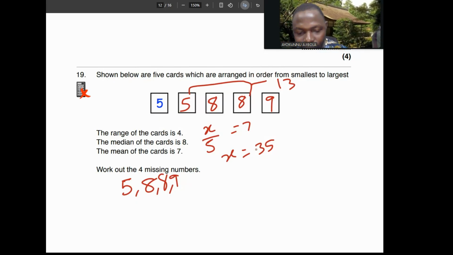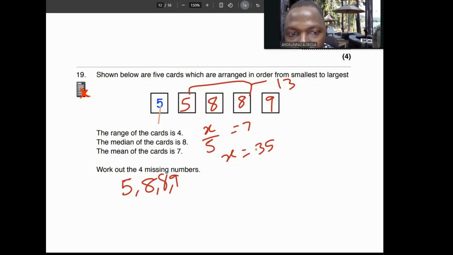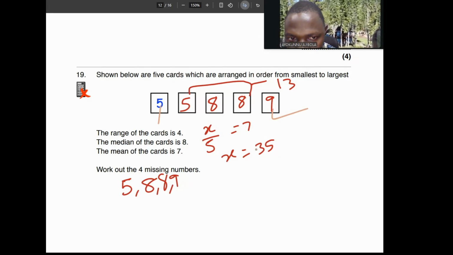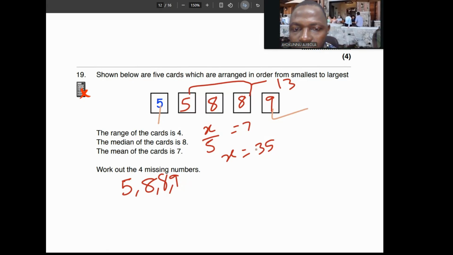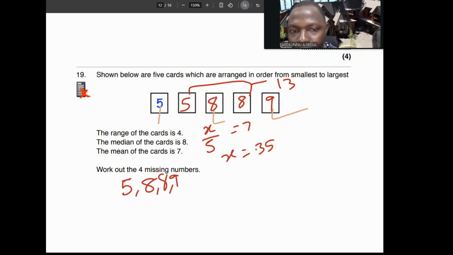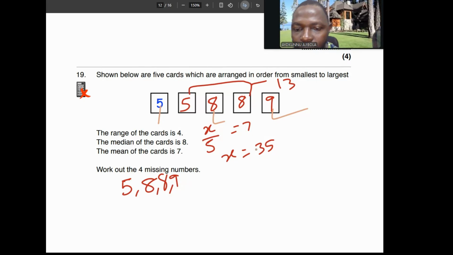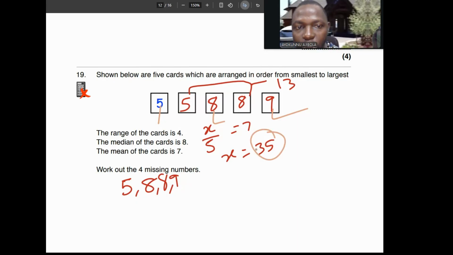Let me quickly explain. It said the range is 4, so I just added 4 to 5 to get 9 first, which is the biggest. The median is 8, so I just put 8 at the middle. That's what I did as well. Now it told me that the mean is 7, so I had to find the total. Total is 35. So what is missing?